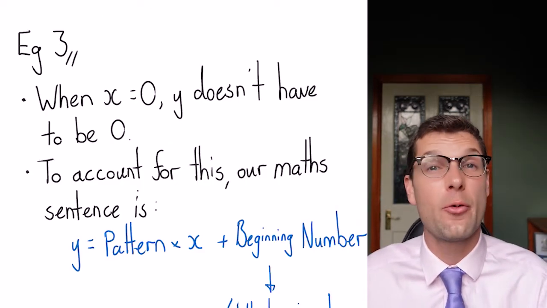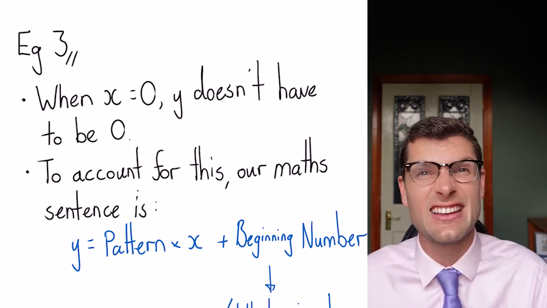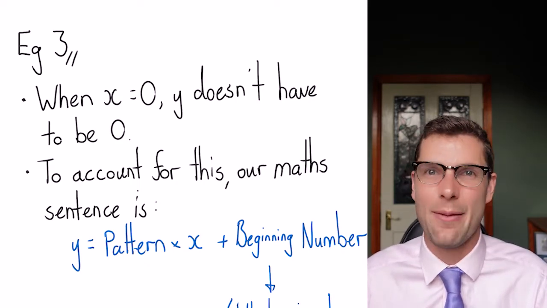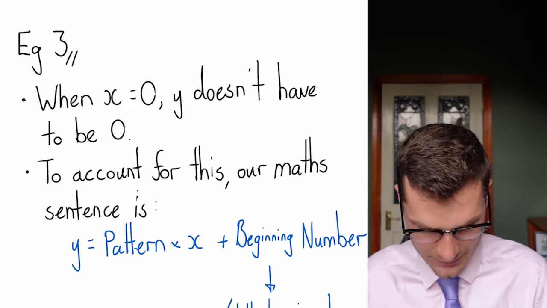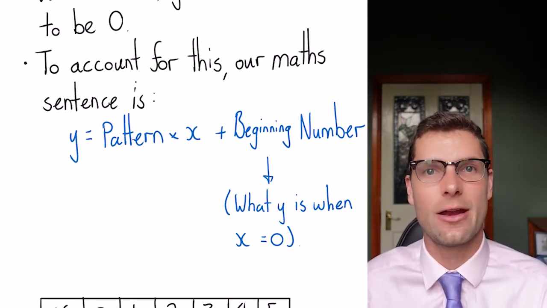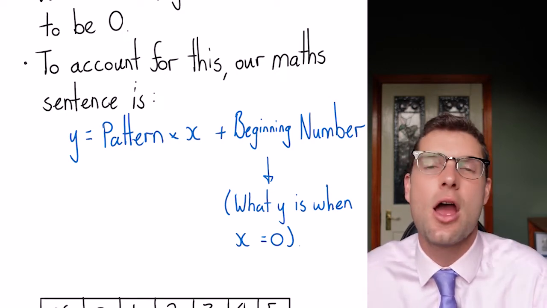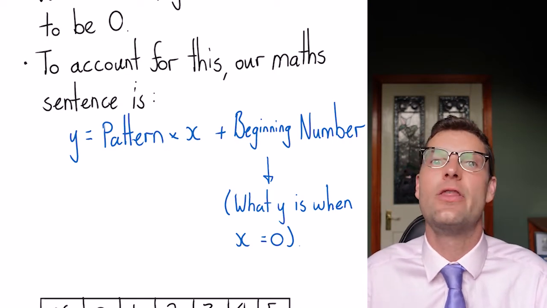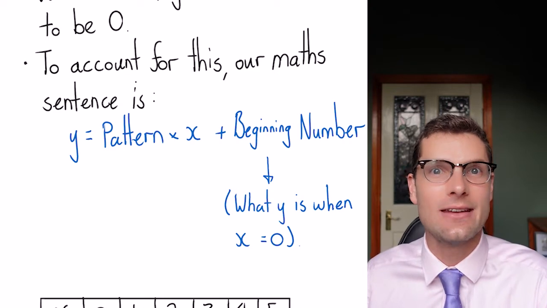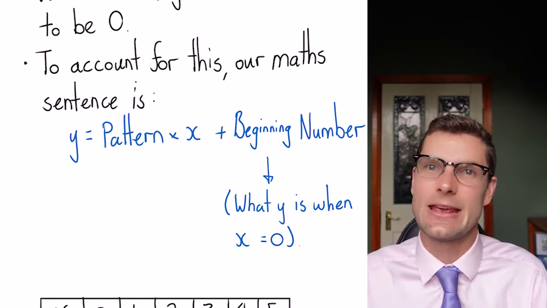For this last example, we've got a slightly special case. So when x is equal to 0, in those last two examples we had y was equal to 0 as well. But this doesn't need to happen. It could be something different. So in order to account for this, we've got the exact same start to our mathematical sentence. We've got y is equal to the pattern multiplied by x, but we have to account for the number we start with, or the number that we begin with. So this number that we add on at the end, or the beginning number, is what y is equal to when x is equal to 0.